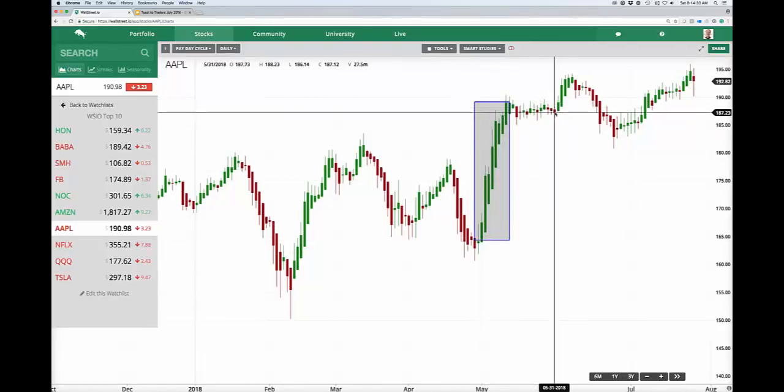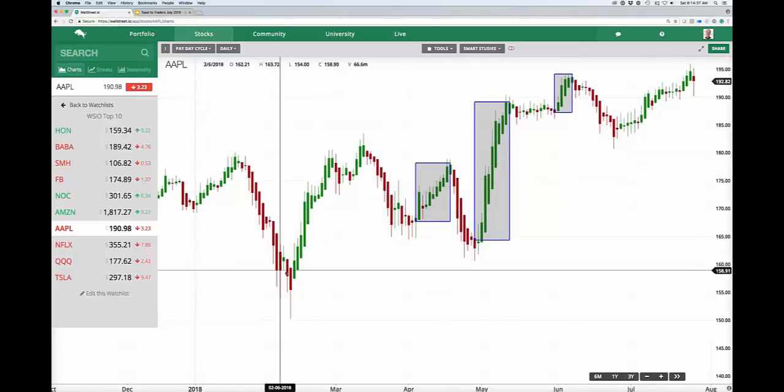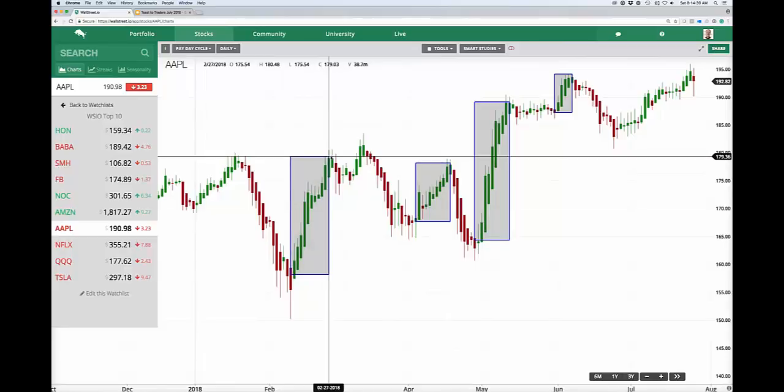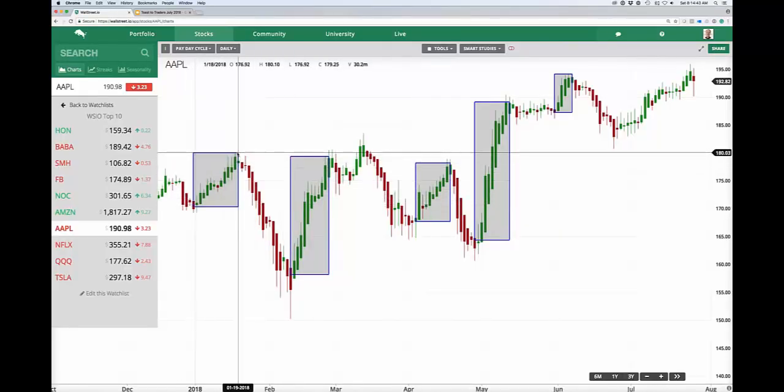Oftentimes these cycles tend to last 4 to 8 days, and we can measure these cycles. We can trade these cycles. We can even back test these cycles on different indicators to see what potentially could have us catch these cycles the best.